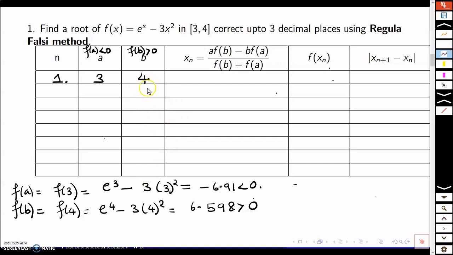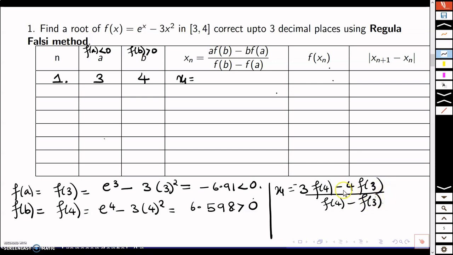Then you compute the term x1. What is x1? It is a into f of b minus b into f of a upon f of b minus f of a. So x1 is a into f of b. But what is a? A is 3. So that will be 3 into f of b, that's f of 4, minus b into f of a, that's 4 into f of 3, upon f of 4 minus f of 3.